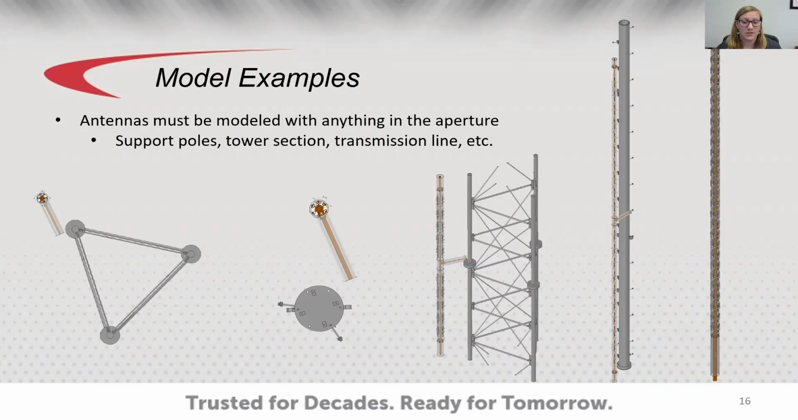As seen in the other pictures on the slide, side-mount antennas are a different story. Everything in the aperture of the antenna must be modeled. This could include the tower itself, transmission line or waveguide, climbing ladder, support poles, or any other antennas at the same elevation level.